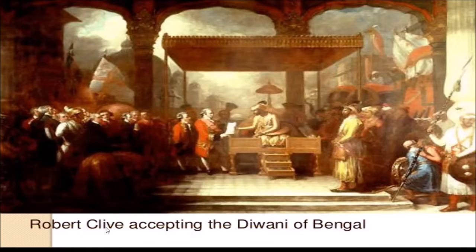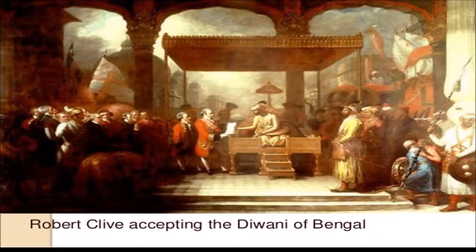Now look, this is Robert Clive accepting the Diwani of Bengal. He is the Mughal emperor, and this is Robert Clive, receiving the Diwani of Bengal. Our Mughal emperor appointed them only for the welfare of our India, our nation. But these fellows misused it and took advantage of them. Although the company had become the ruler of Bengal, it continued to work like a trader and did not set up any regular system of assessment and collection.